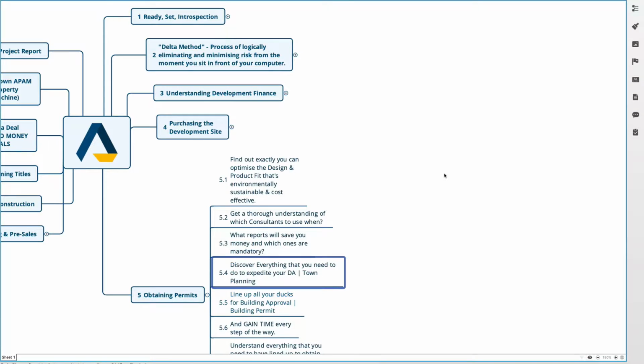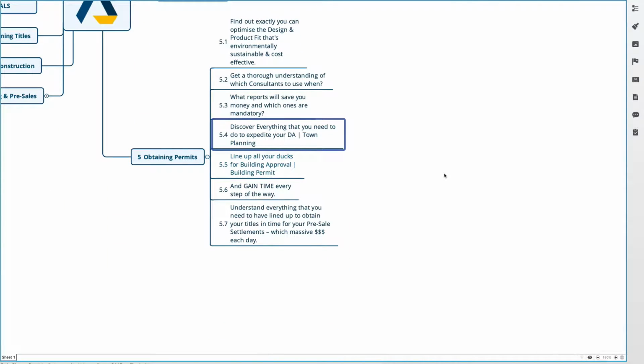Discover everything that you need to do to expedite your DA, which is your development approval, and the town planning process. Line up all your ducks for building approval or building permit, and gain time at every step of the way. Understand everything that you need to have lined up in order to obtain your titles in time for your pre-sale settlements, so that you can save massive dollars each day, and how you save them. It's all covered in the course.